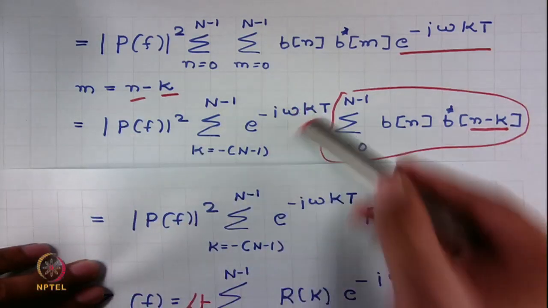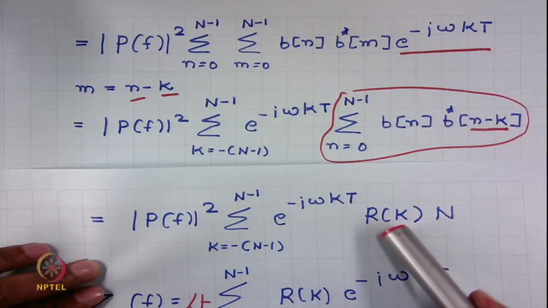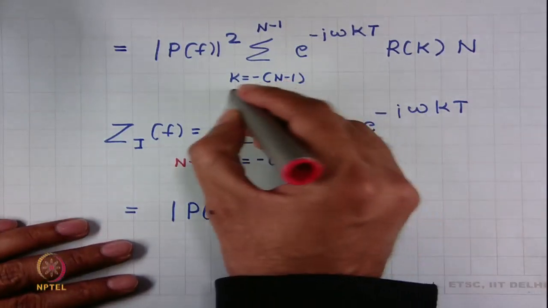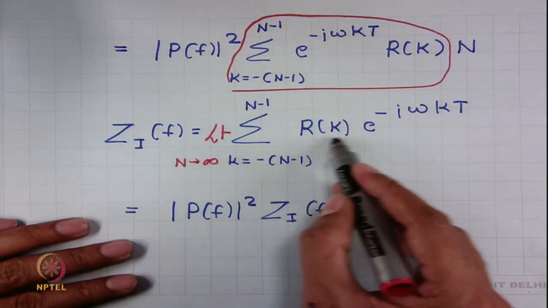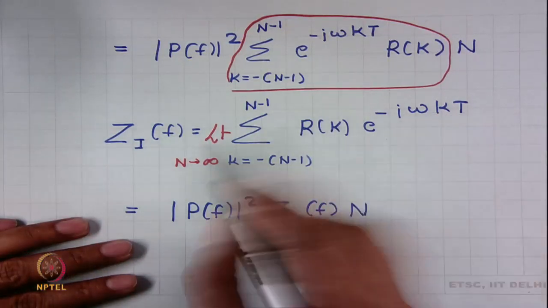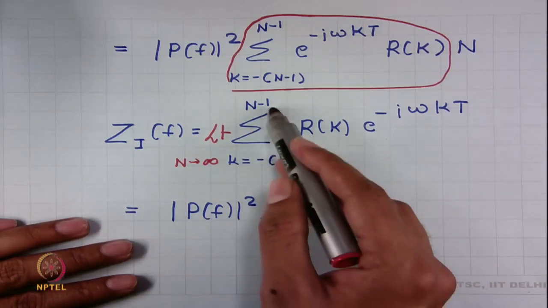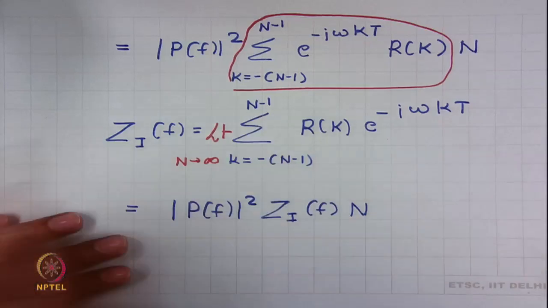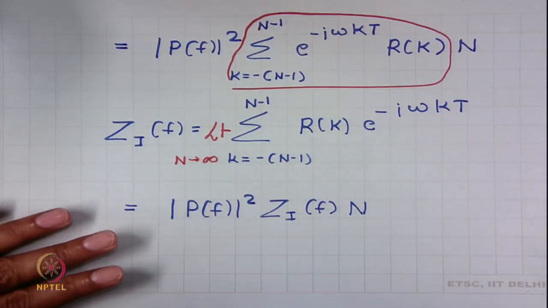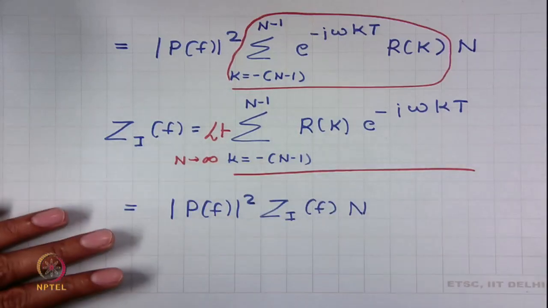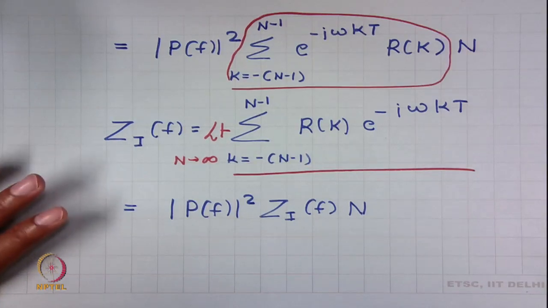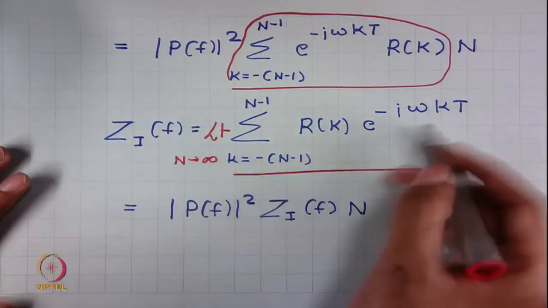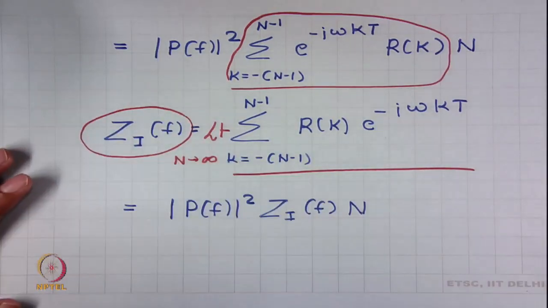So, this is same, this is same, this quantity we have replaced with r k times n. Okay. So, now you look at this, what do you see? So, this I plug here. So, this is r k e to the power minus j omega k t summation k going from minus of n minus 1 and n minus 1, where n tends to infinity. This is nothing but the Fourier transform of autocorrelation function, and Fourier transform of autocorrelation function is nothing but the power spectral density. Okay. So, what you have is a power spectral density of input sequence.